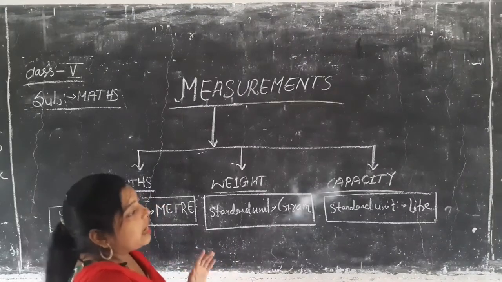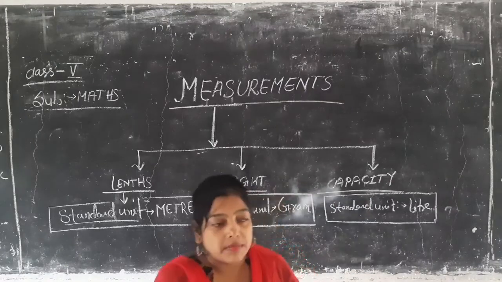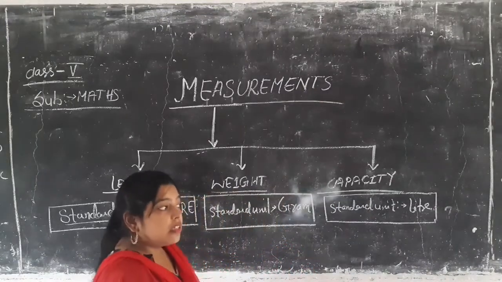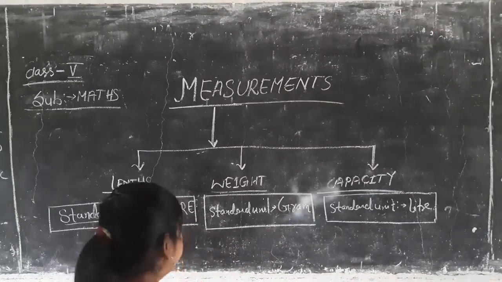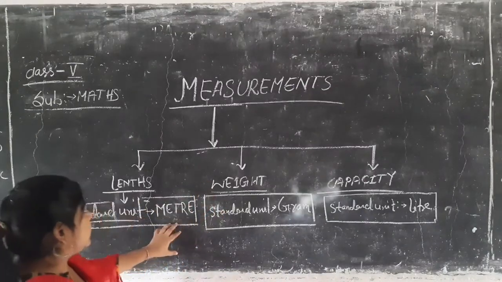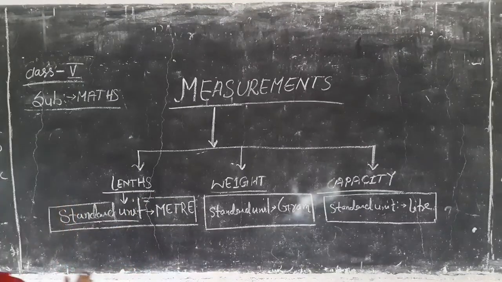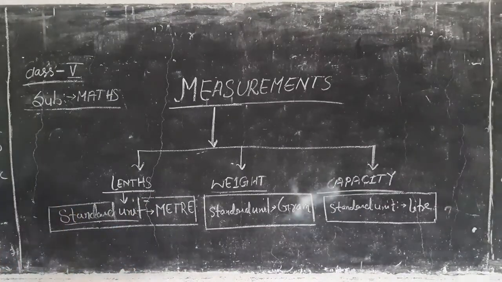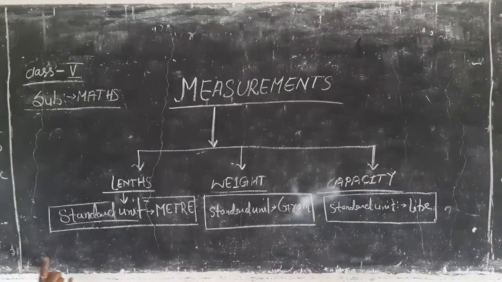And then after hectometer, decameter, meter, decimeter, centimeter and millimeter. So the standard unit of length is the meter. And we also say what the smallest unit is. So let us quickly recall the various units of length.